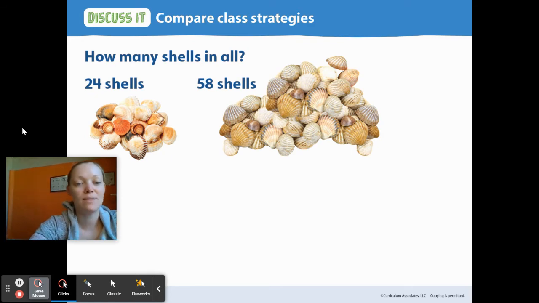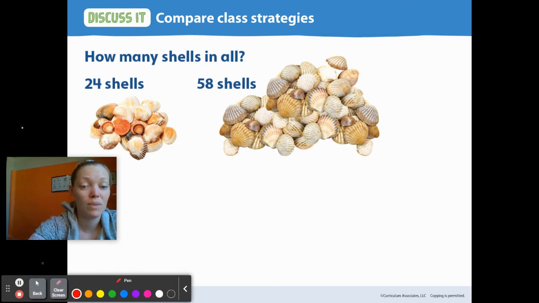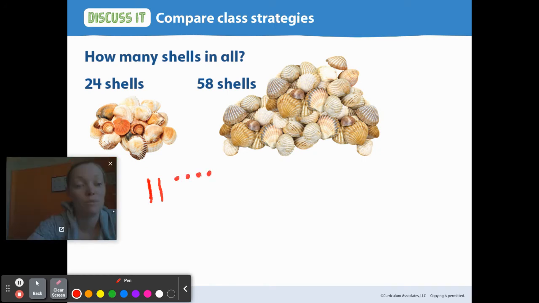So what you might have done, or what some of our classmates may have done, is draw the picture. And it's not a picture like this, because that is too hard to count. So what we would do is we would draw base 10 blocks to represent the picture. So 10, 20, 1, 2, 3, 4. So I drew 24, and then I'm going to add 58.